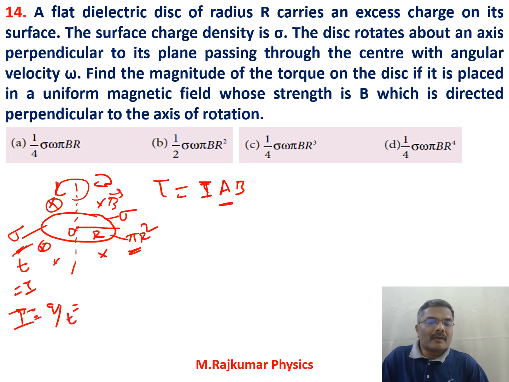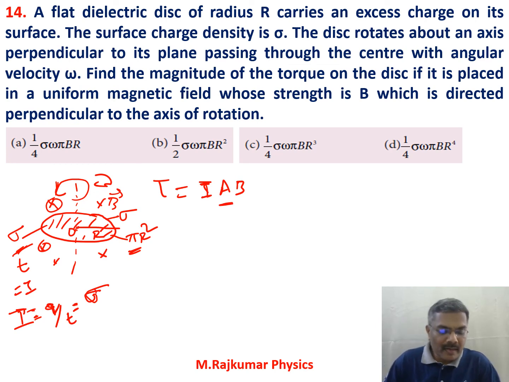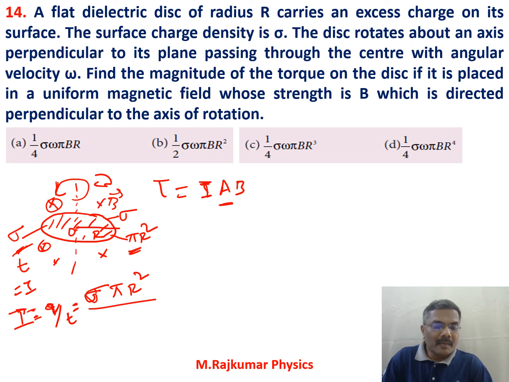So what is the amount of charge available on this disk? It is a complete disk. The charge density is given as surface charge density, sigma per unit area. For the whole area, how much will it be? It will be pi r square. So sigma into pi r square divided by time.